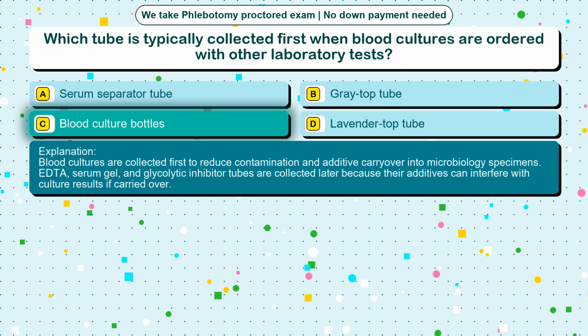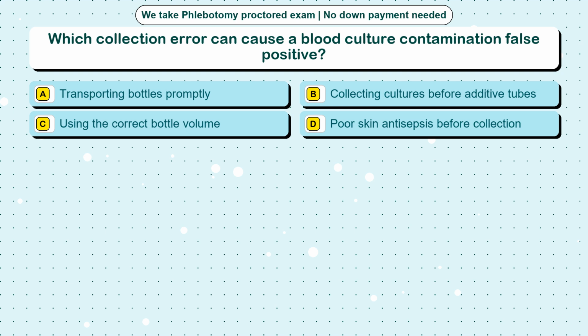EDTA, serum gel, and glycolytic inhibitor tubes are collected later because their additives can interfere with culture results if carried over. Question 45. Which collection error can cause a blood culture contamination false positive? Option A. Transporting bottles promptly. Option B. Collecting cultures before additive tubes. Option C. Using the correct bottle volume. Option D. Poor skin antisepsis before collection.